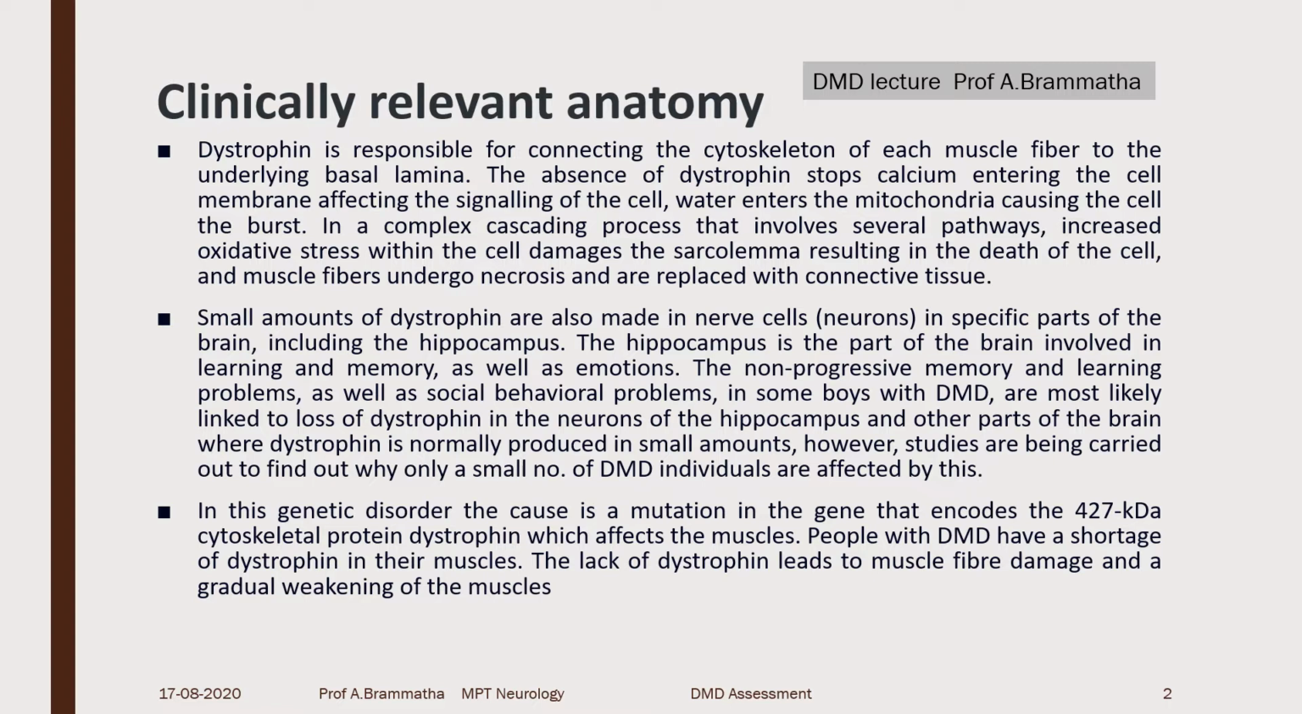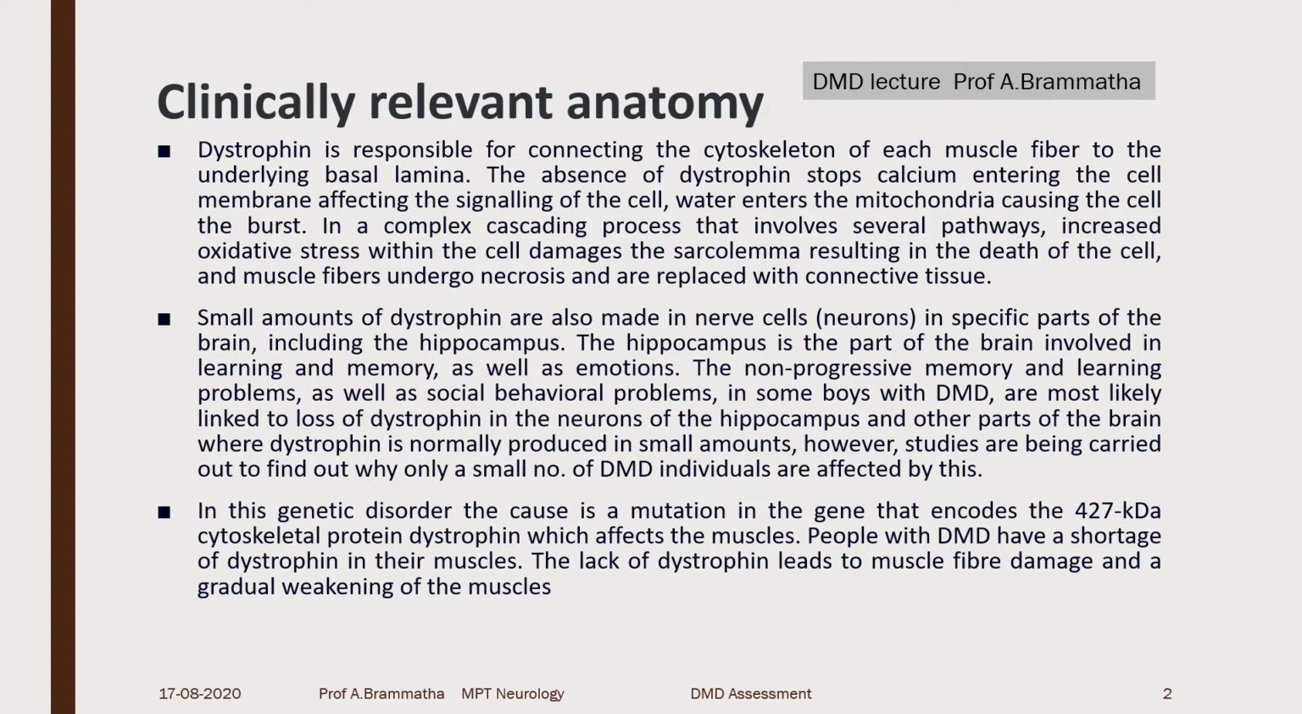entire muscular metabolism. So this dystrophin is responsible for connecting the cytoskeleton of each muscle fiber to the underlying basal lamina. Now, this absence of dystrophin stops calcium entering the cell membrane, affecting the signaling of the cell. So, the water enters the mitochondria, causing the cell to burst. There starts several processes where there is increased oxidative stress within the cell, which damages the cell and the sarcolemma, and ultimately leads to the death of the cell. And so, the muscle fibers undergo necrosis, that is death, and they are replaced by connective tissue or fat.